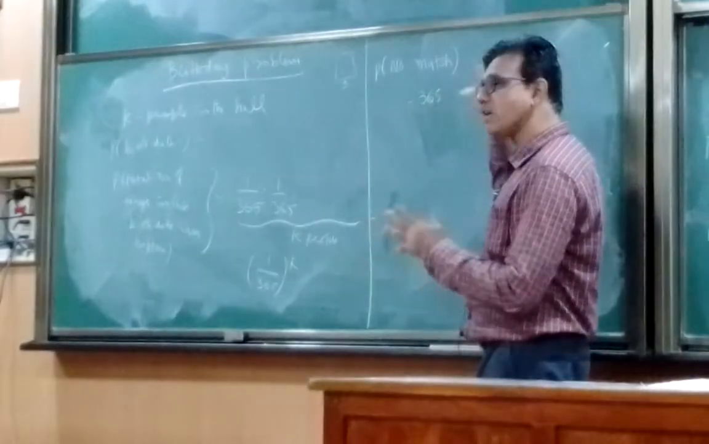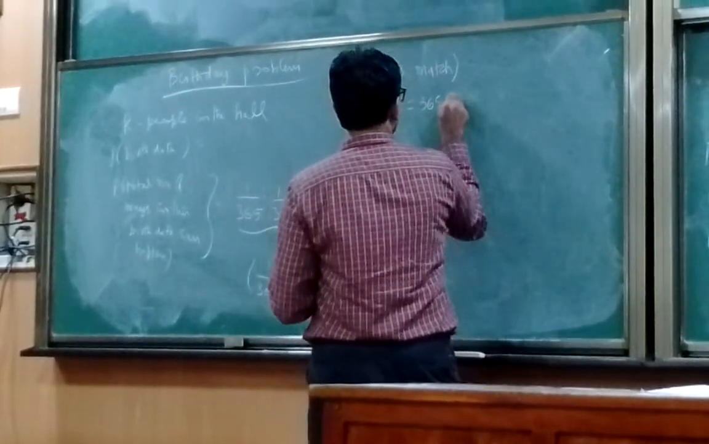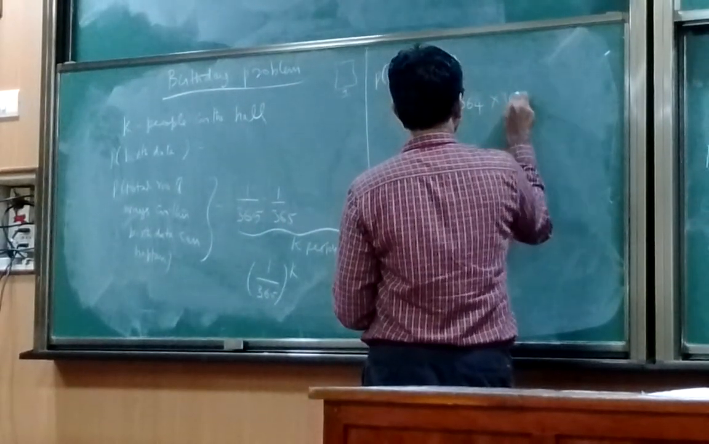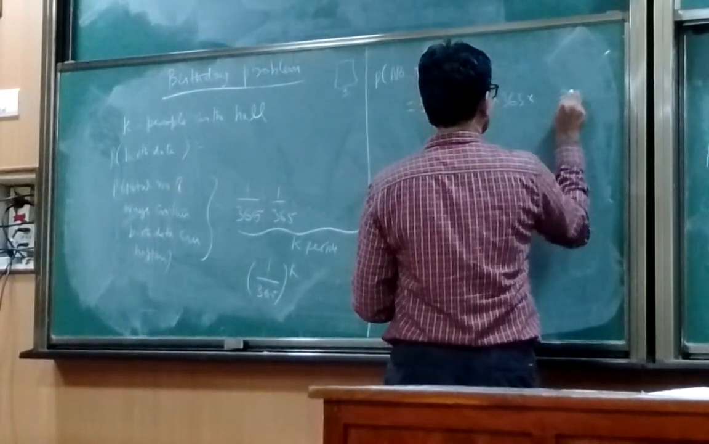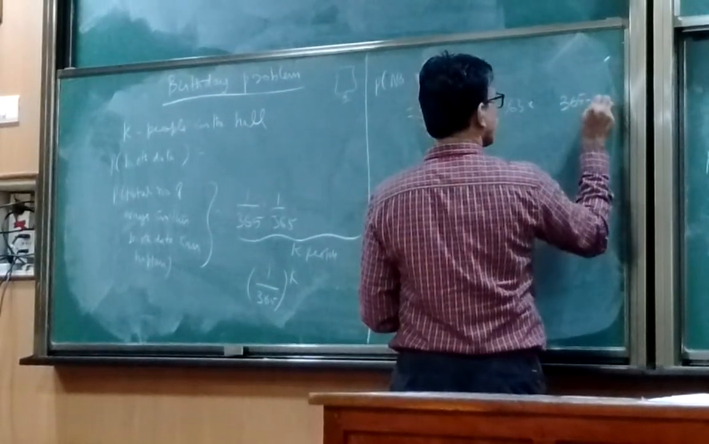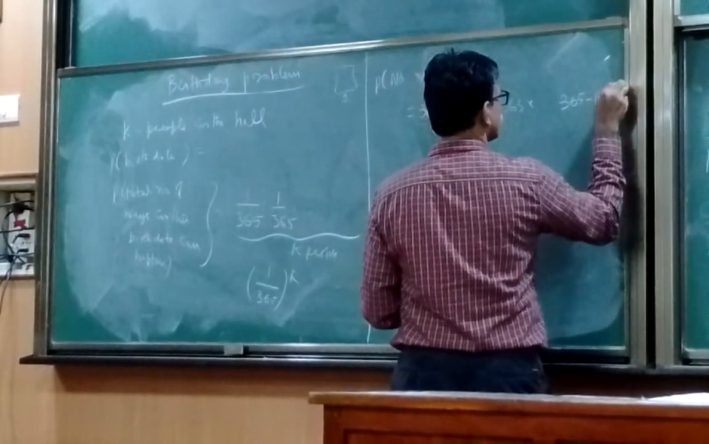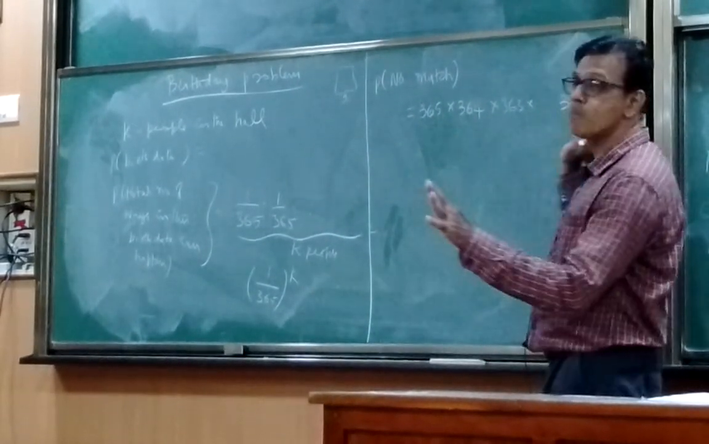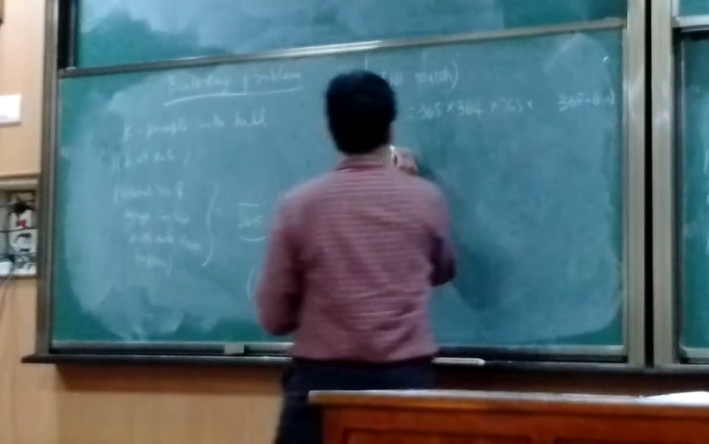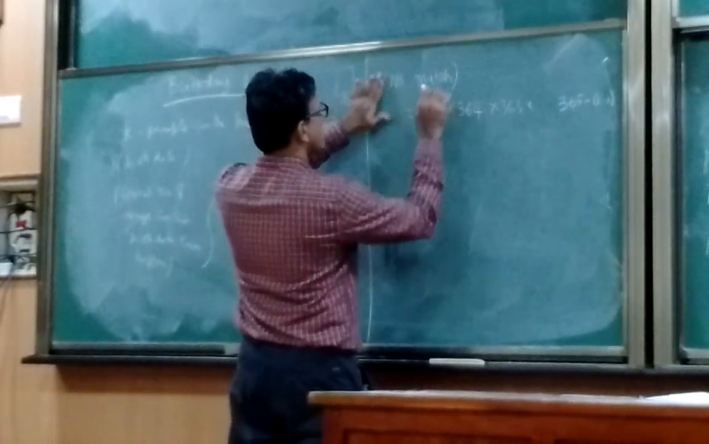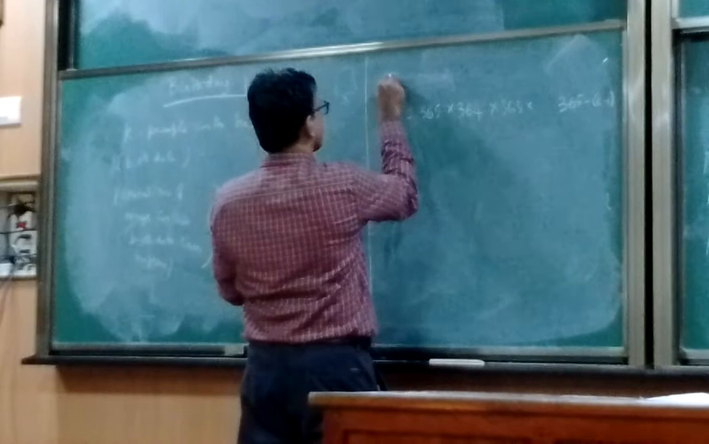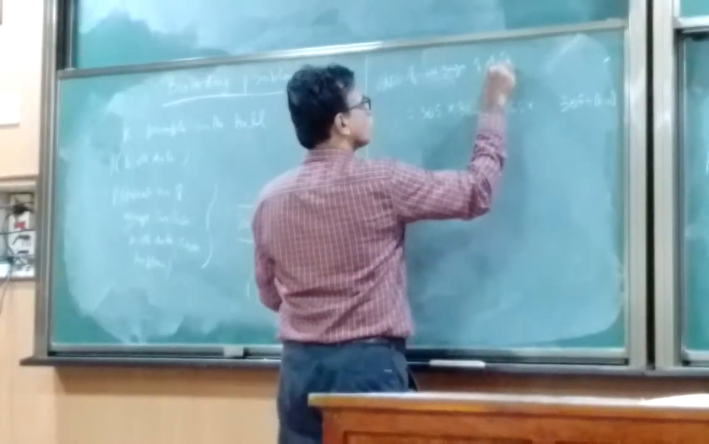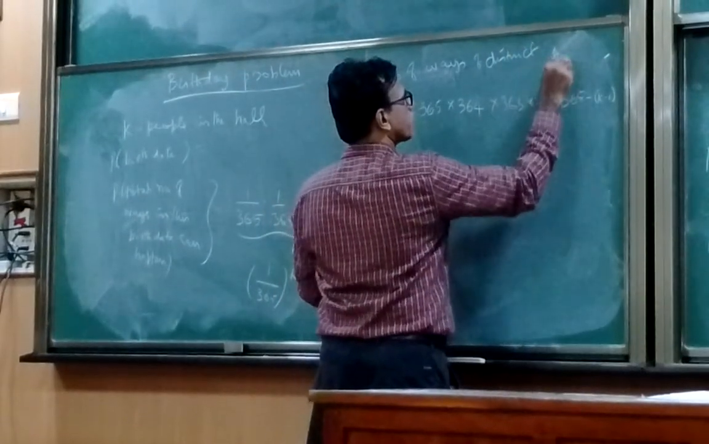For that not to coincide with the other, the second birthday should fall only within 364, the third in 363, and so on, and the last in 365 minus (k minus 1). These are the only number of ways in which we can have no match. So this is the number of ways of distinct birthdays.